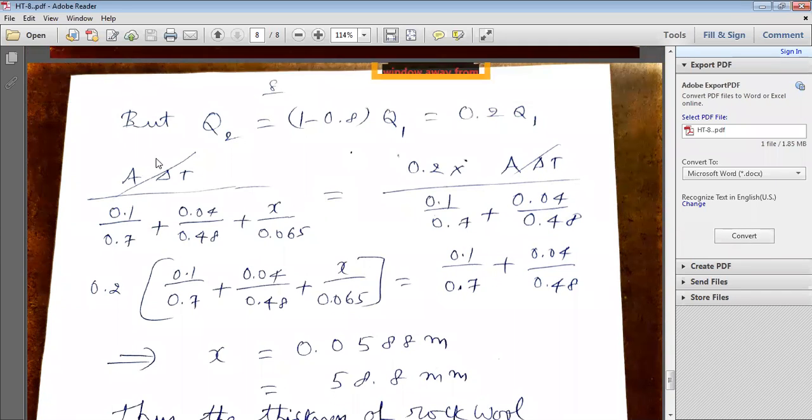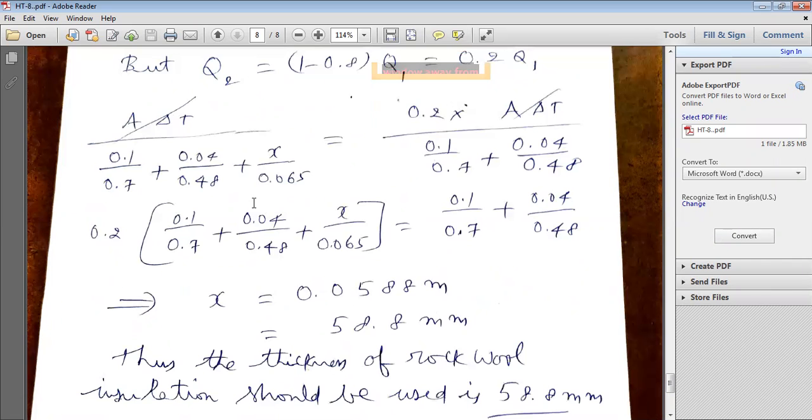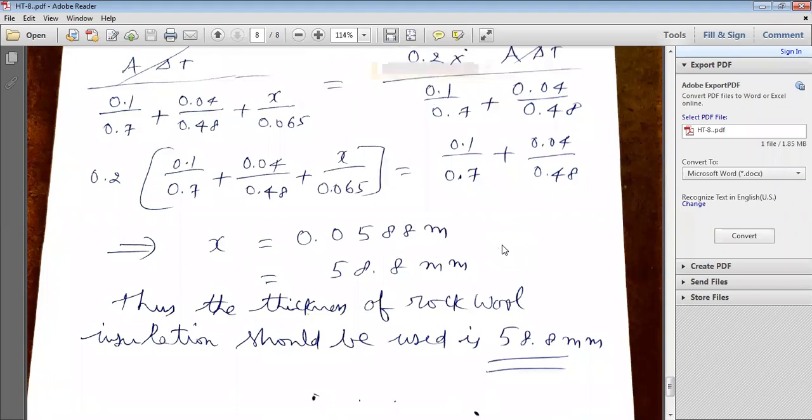Here, left hand side A into delta T, right hand side also A into delta T. Cancel this A delta T on both sides. Only the unknown value X remains in this equation. But what is X? That is the thickness of the rock wool material. So from this equation, you can get the X value.